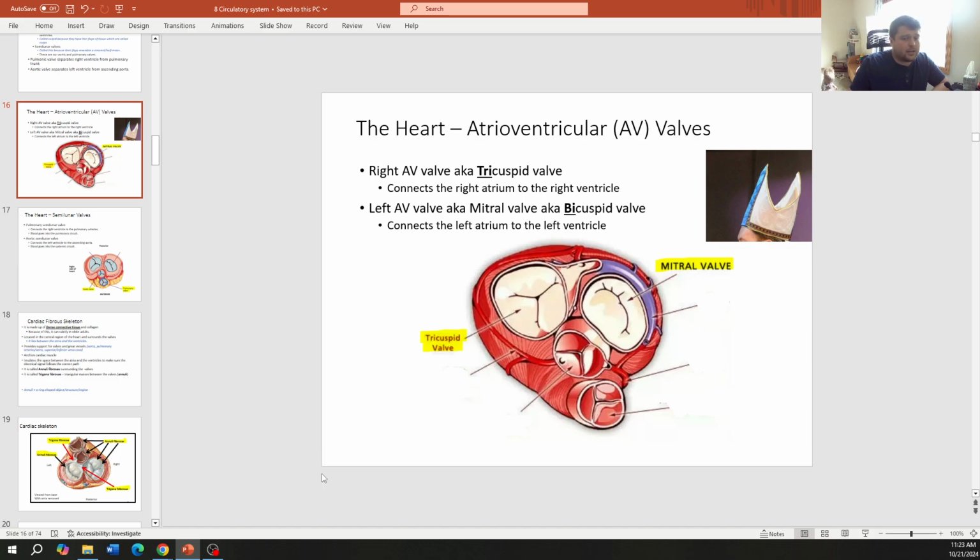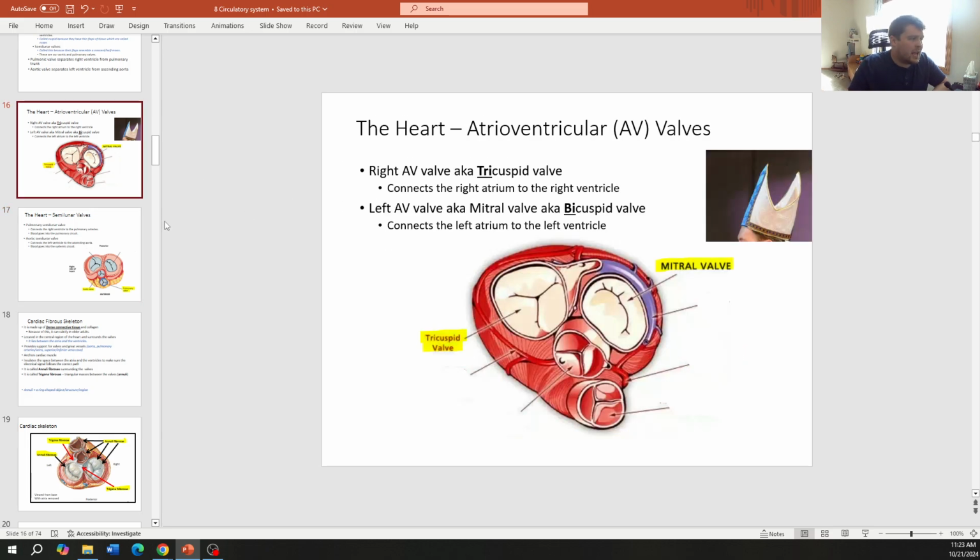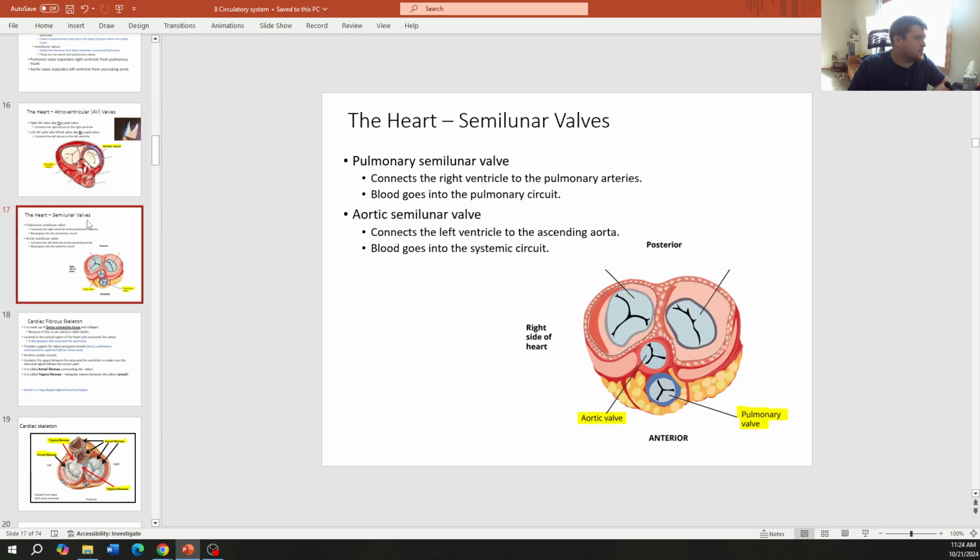A little trick to thinking into the future when you're talking about the lungs. Always remember that the right side has 3. So the right side has the tricuspid valve. The right-sided lung also has 3 lobes. So 3 lobes on the right lung, 3 cusps on the valve on the right side. And those are our AV or atrioventricular valves.